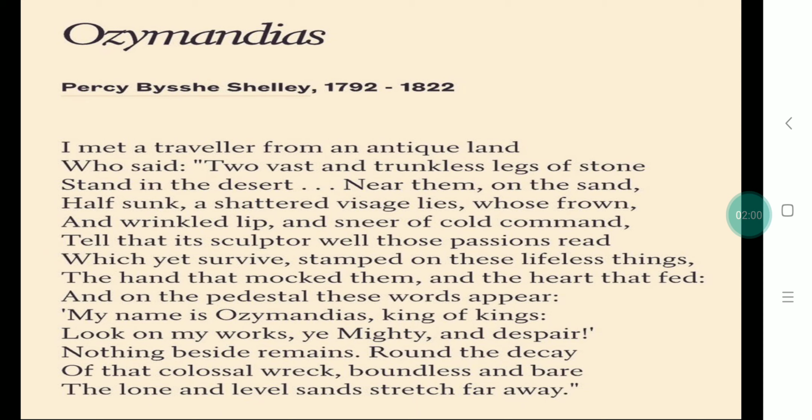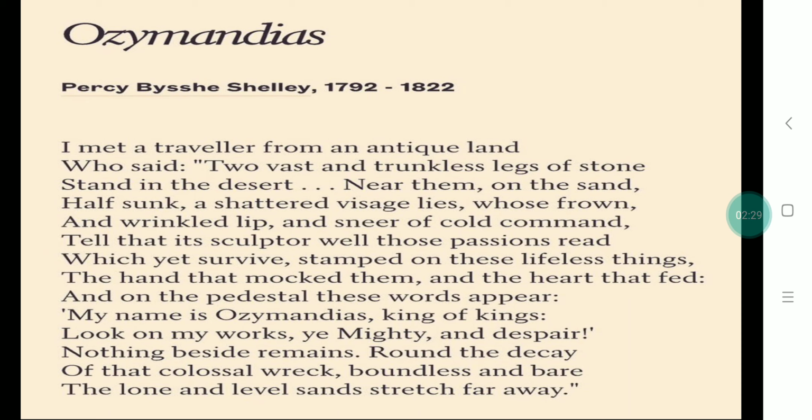Now let's read the poem. This poem is a sonnet. Got it? This poem is a sonnet. Now, what is a sonnet? A sonnet is a poem comprising 14 lines. You can count the lines, it is only 14 lines. So this Ozymandias is a sonnet. Now, let us read the poem.